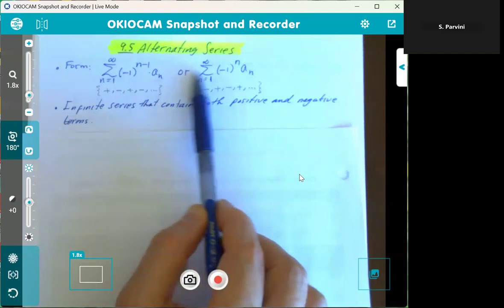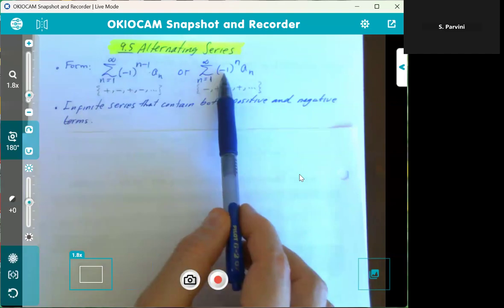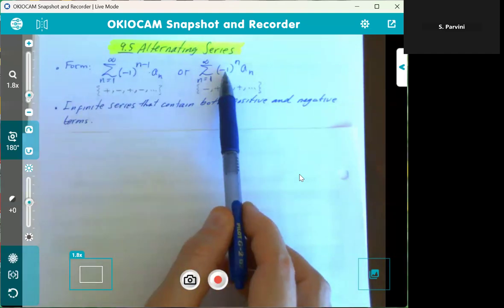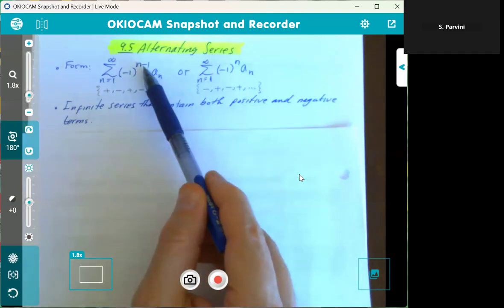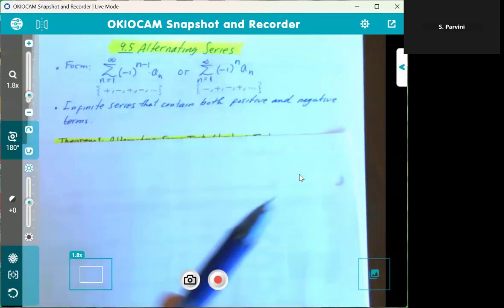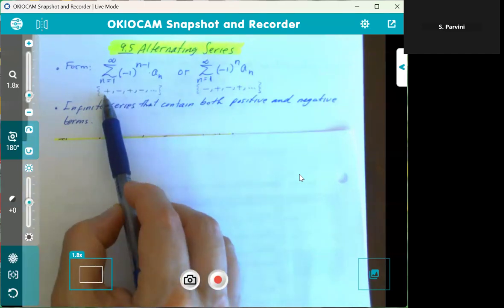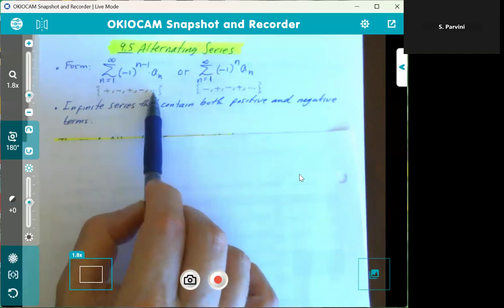I have a couple of forms here. The one on the left kind of looks like the one on the right. The difference is -1 to the n minus 1 as opposed to -1 to the n. And the effect of that -1 is to cause the series on the left to start with a positive term. Then the second term will be negative, positive, negative, and so on.